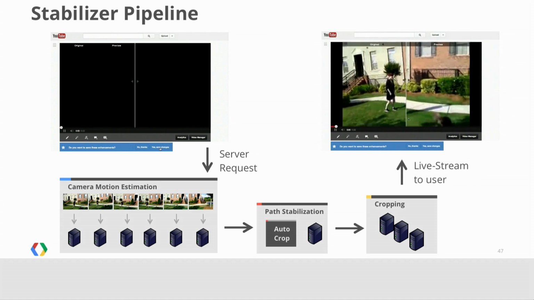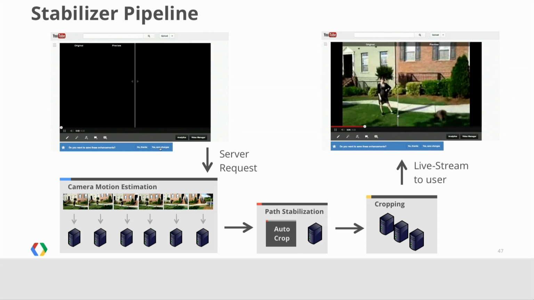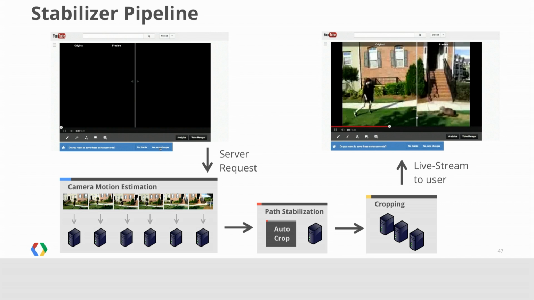I'd like to highlight that this pipeline can be run independently. So the actual throughput of our system is so high that we can compute the stabilization and rolling shutter rectification on low resolution video in real time and stream it to you. I would like to highlight two things of this pipeline in more detail.